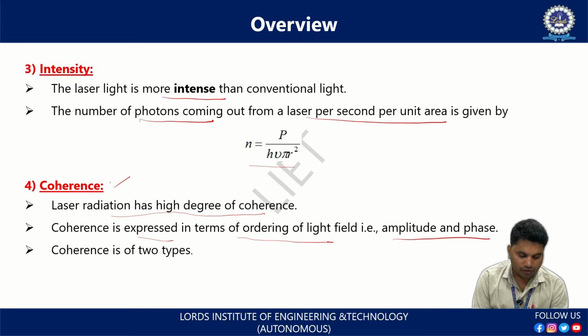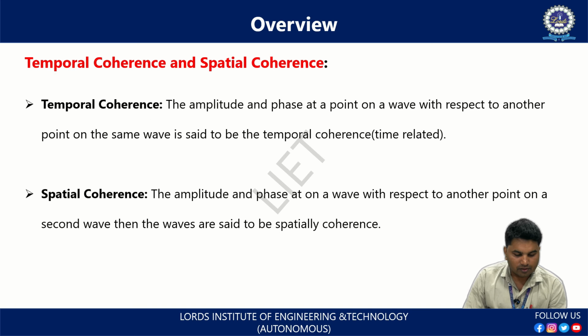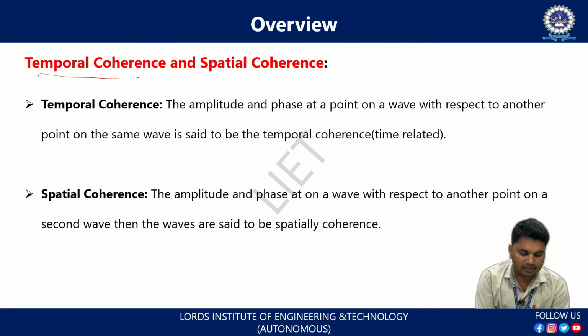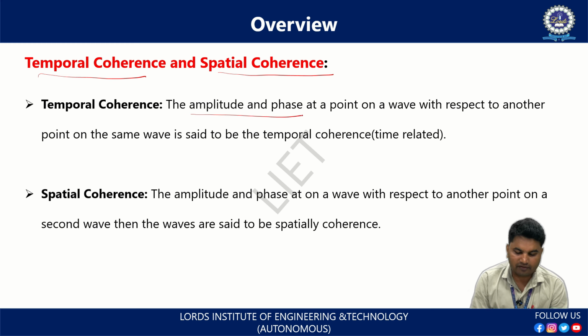Coherence is of two types. So let's see what all the two types. The two types are as follows: temporal coherence and spatial coherence. Temporal coherence basically is the amplitude and phase at a point on a wave with respect to another point on the same wave, which is said to be temporal coherence, such as time related.